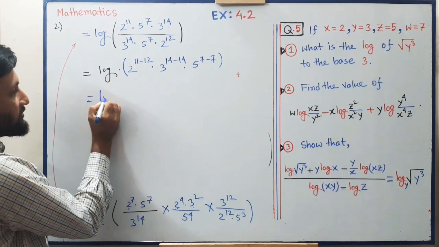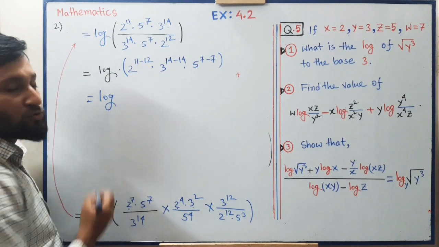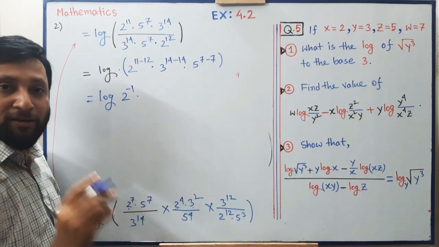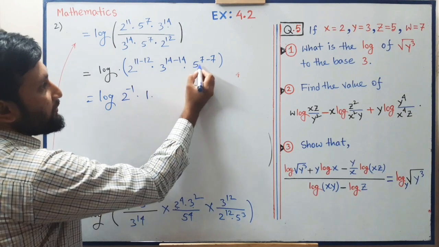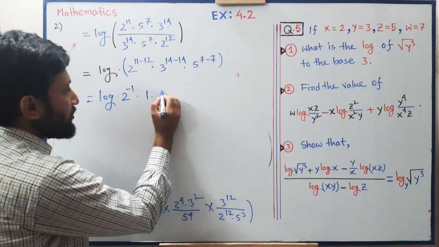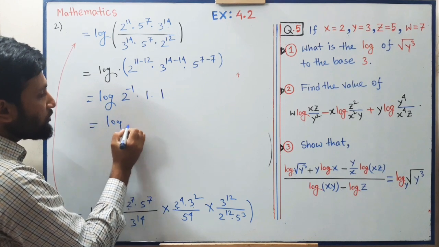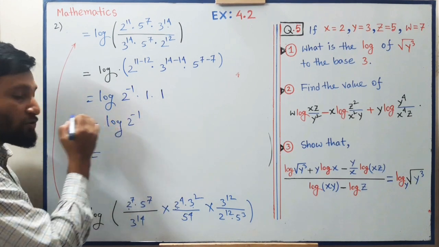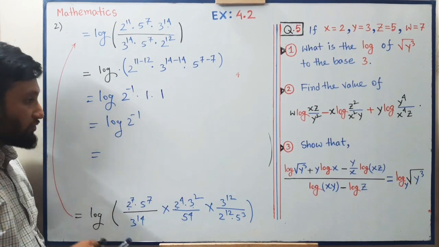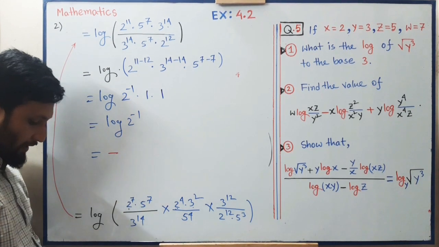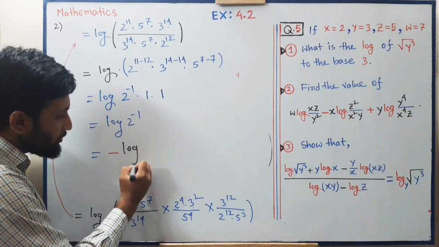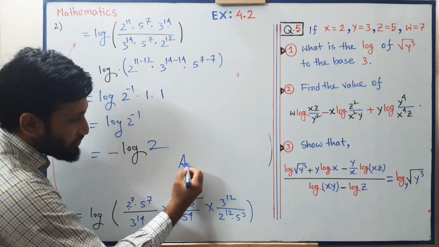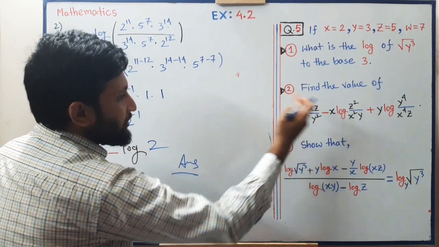So log 2 to the power 11 minus 12 means 2 inverse 1. Then 3 to the power 14 minus 14 means 3 to the power 0, so the value is 1, and 5 to the power 7 minus 7 is 0, that means 1. So I can write log 2 inverse. By using the formula, minus 1, the inverse 1, we take as the coefficient of log. So you can write minus log 2. This is our required solution of this expression.